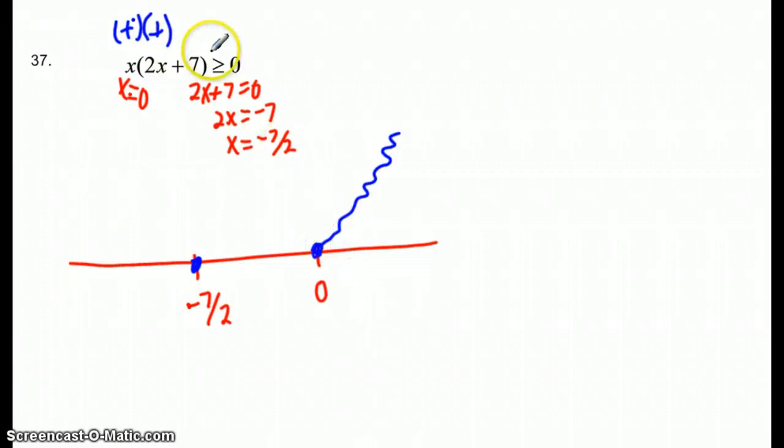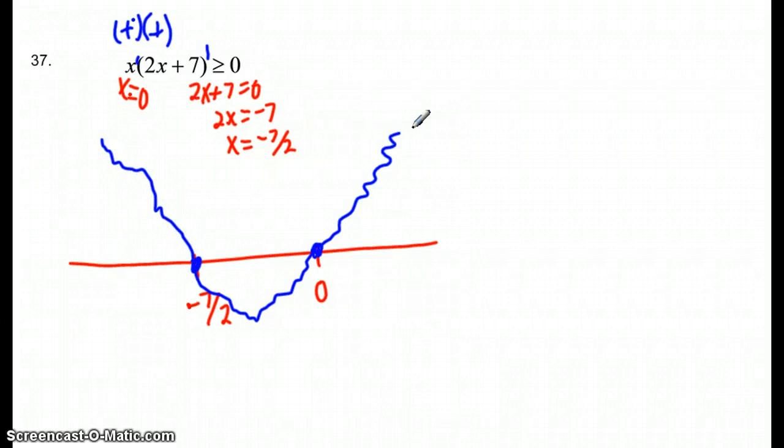It's going to come to that point, and you can see both of these exponents of the factors are 1, which means it's going to go through. Got to come and touch that point. It's going to go through, and that's my squiggly line. Now in this case, we're asked a different question. It says, when is this greater than 0?